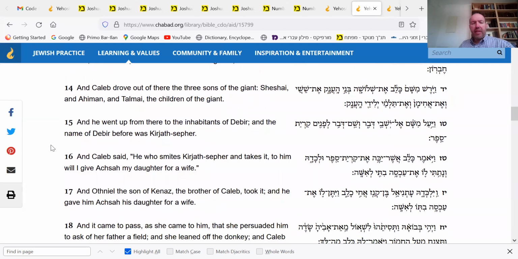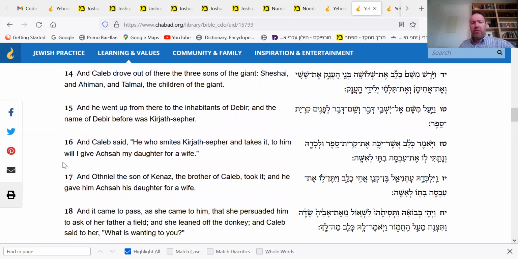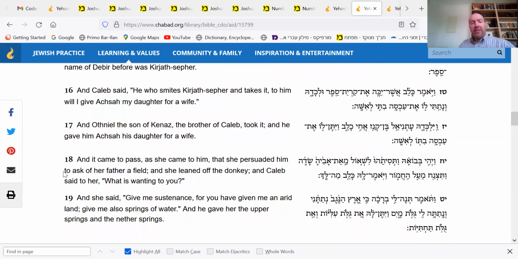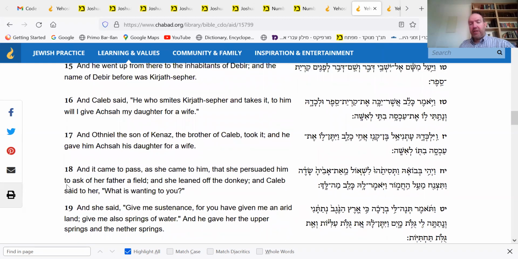"And he went up from there to the inhabitants of Dvir, and the name of Dvir before was Kiryat Sefer. And Caleb said, 'He who smites Kiryat Sefer and takes it, to him will I give Achsa, my daughter, for a wife.' And Othniel, the son of Kenaz, the brother of Caleb, took it, and he gave him Achsa, his daughter, for a wife."